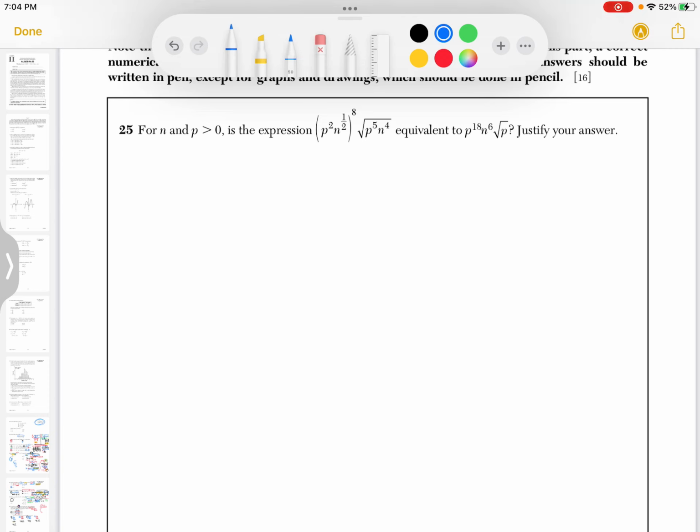Here we jump in. 25 says for n and p greater than 0. That just means that n and p are positive. That's what greater than 0 means. Is the expression equivalent to the other expression? So what I have to do is simplify this to see, is it equal to this? Off we go. So I'm going to tackle this part first.